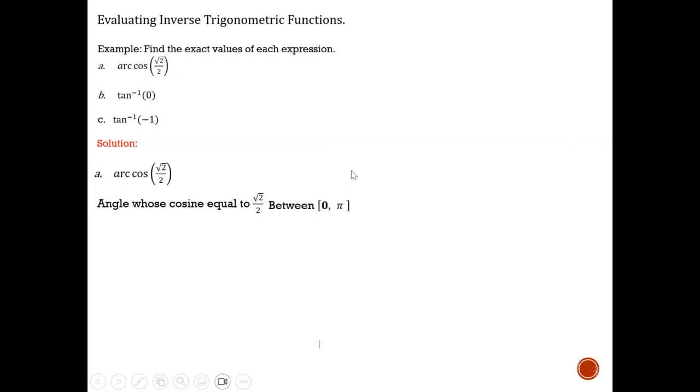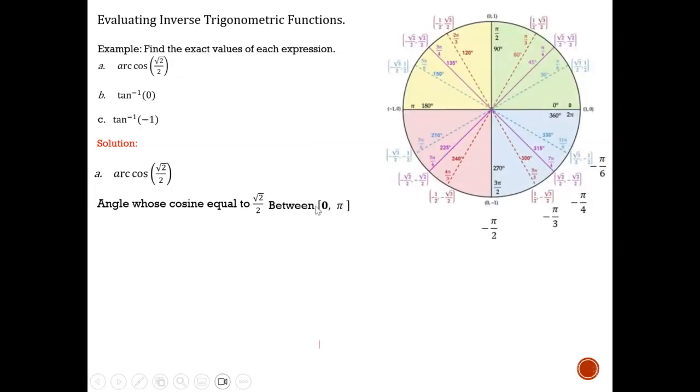Again, we have to go to the unit circle. Remember, it has to be between 0 and pi. So for the arccosine, it is going to be between quadrants 1 and 2. If you notice, the x value, which is the cosine, in quadrant 2 is negative. Since this is positive, it has to be in quadrant 1, and the answer is right here at pi over 4. So the answer is pi over 4.